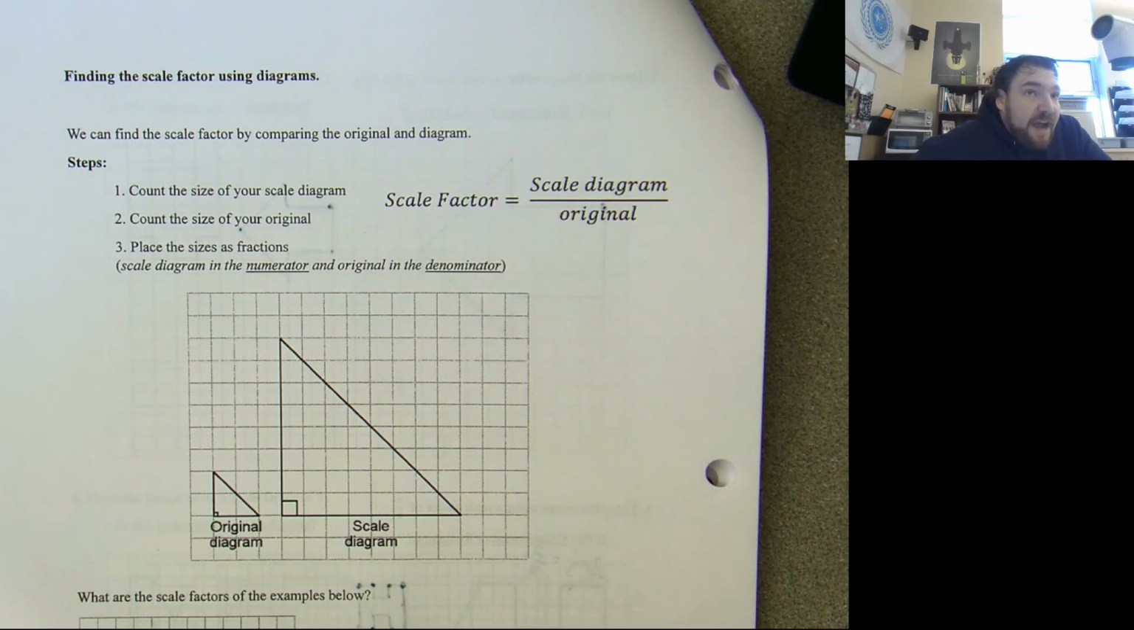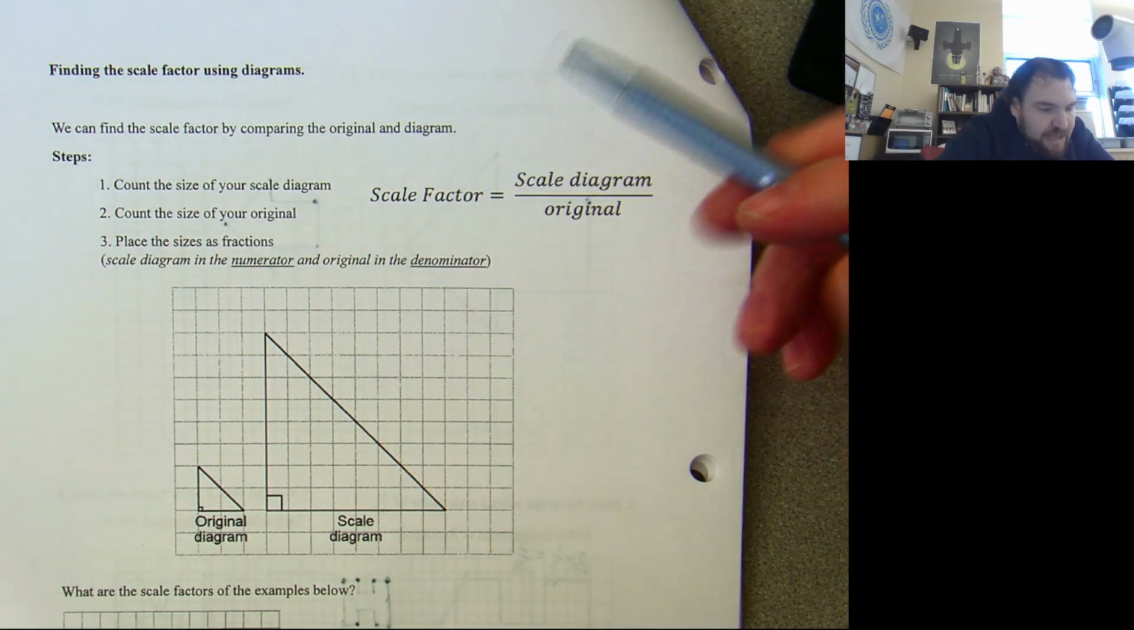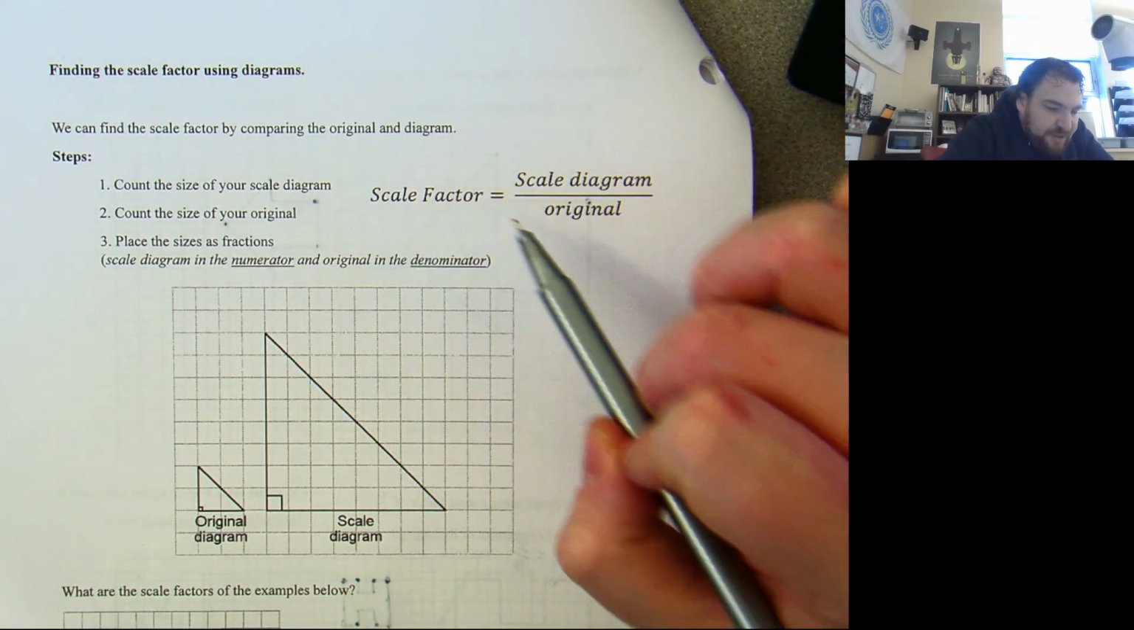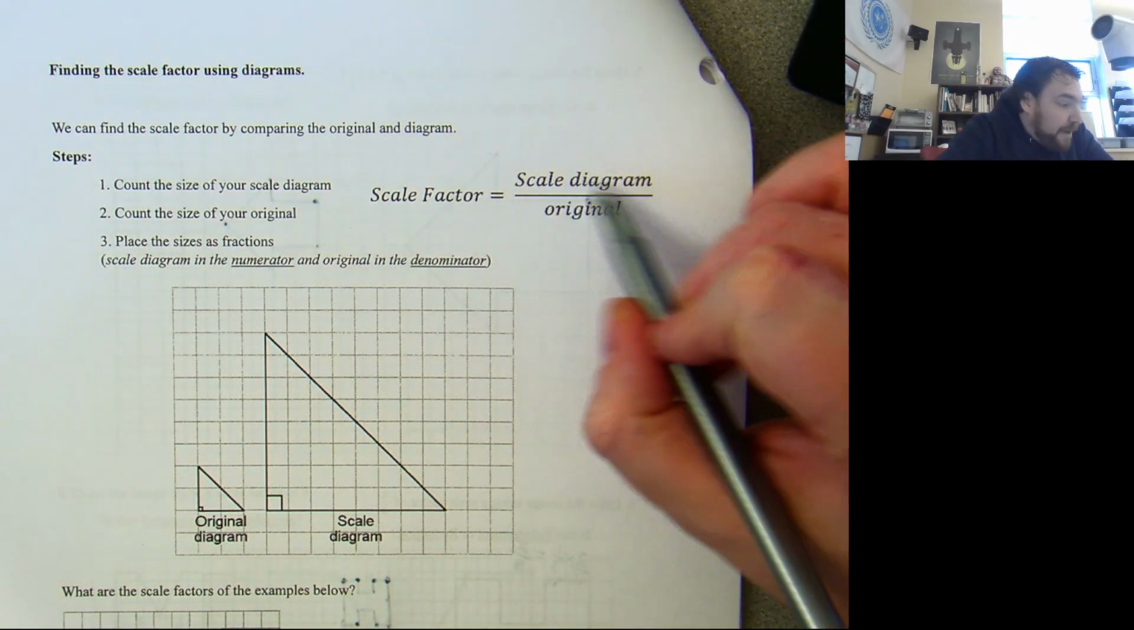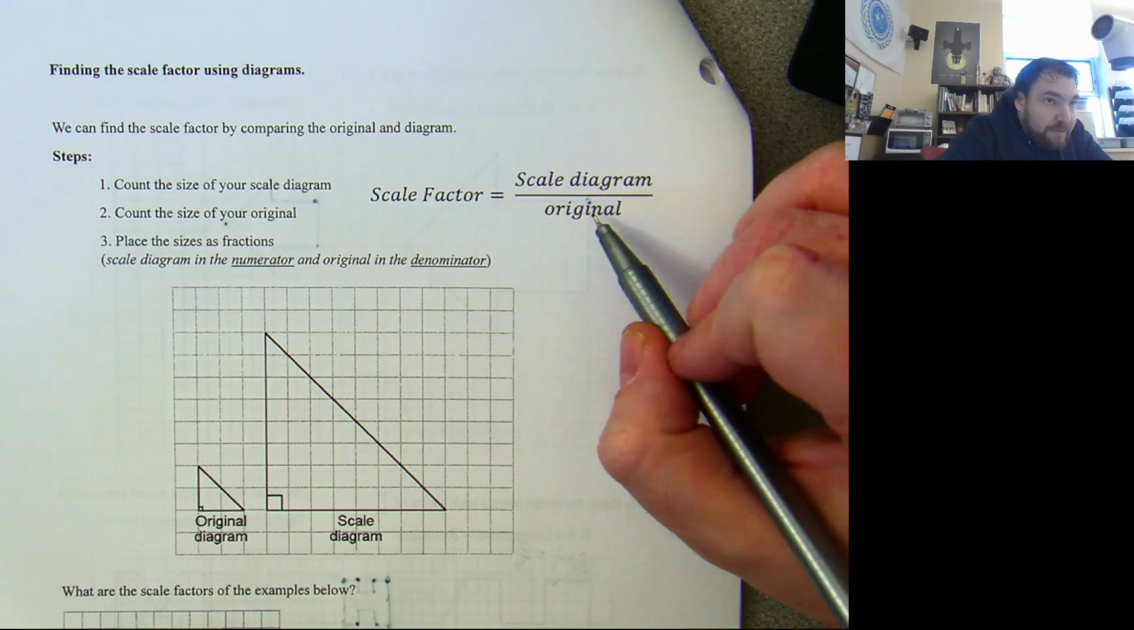Here we go. We can find the scale factor by comparing the original and a diagram. So rather than giving you a diagram and a scale factor and having you draw, I'm going to give you the two diagrams. You've got to tell me what the scale factor is. To do that, as you recall, the scale factor is equal to the scale diagram measurement divided by the original measurement.